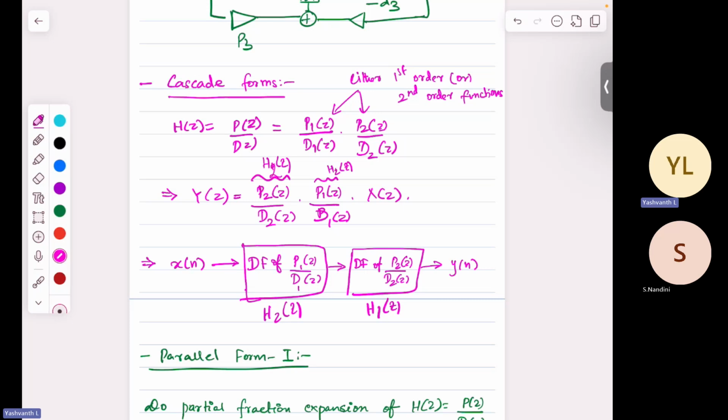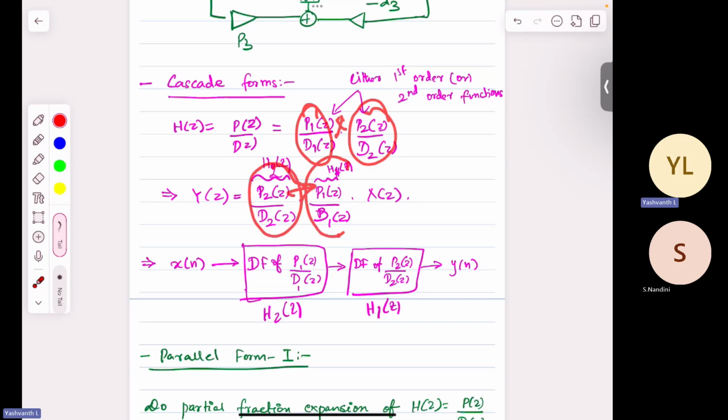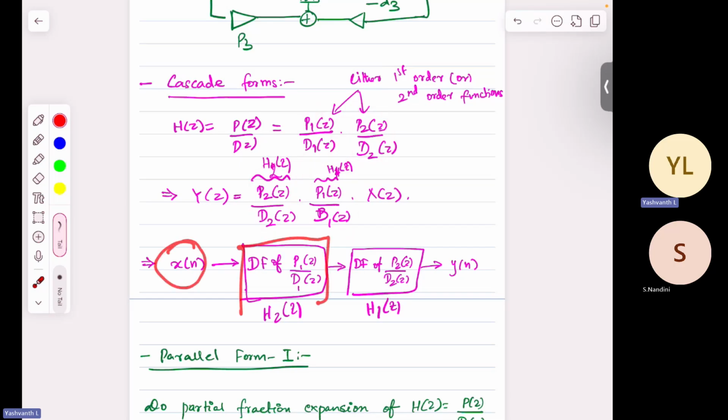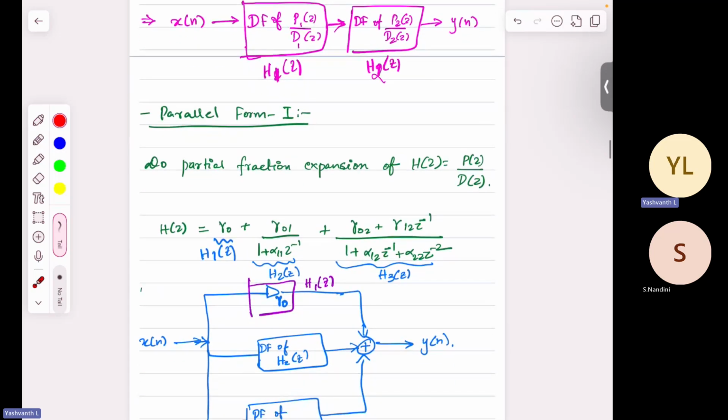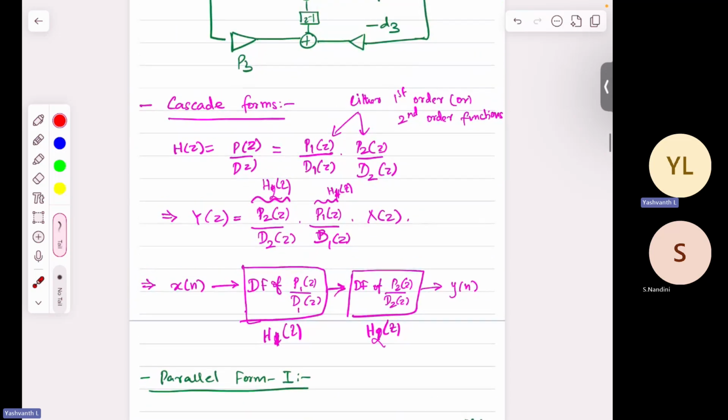That means you can treat each one of them as an individual filter, and then you need to multiply. The output of one should be passed as input of another filter. So what you do is simple: you take x[n], construct the direct form realization of P1(z)/D1(z), which is H1(z), and pass that output to another filter, which is the direct form realization of P2(z)/D2(z), and obtain output y[n]. This is what is called the cascaded form.